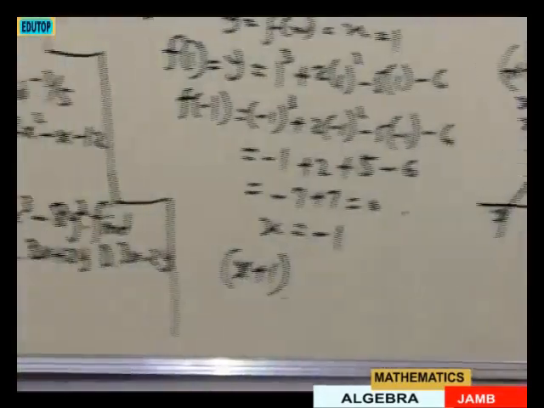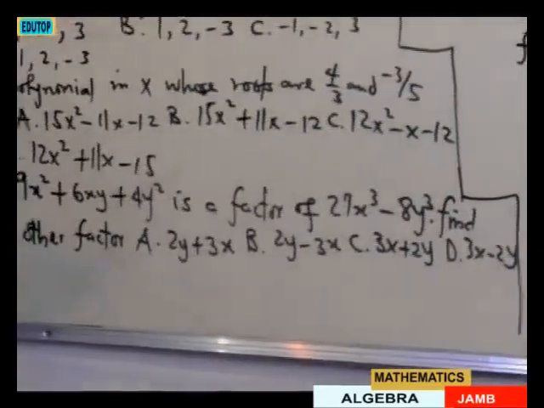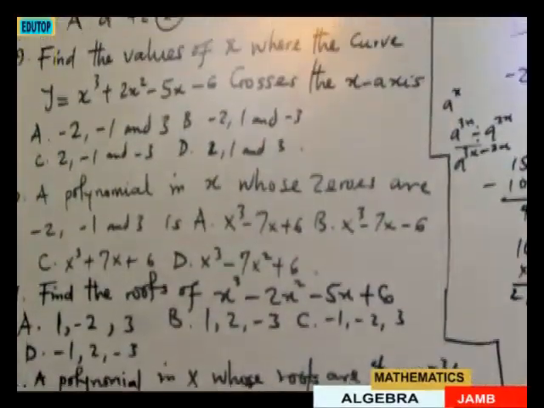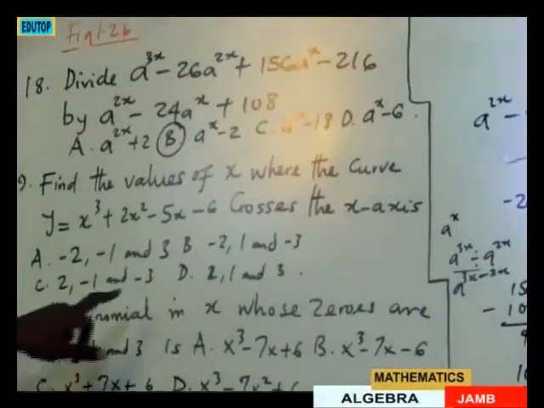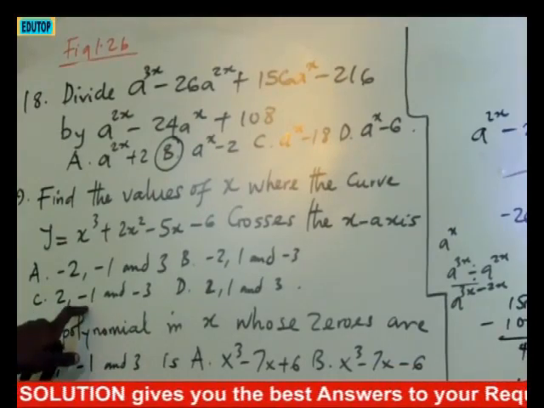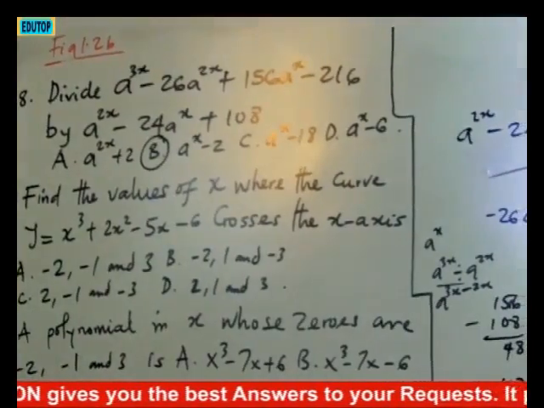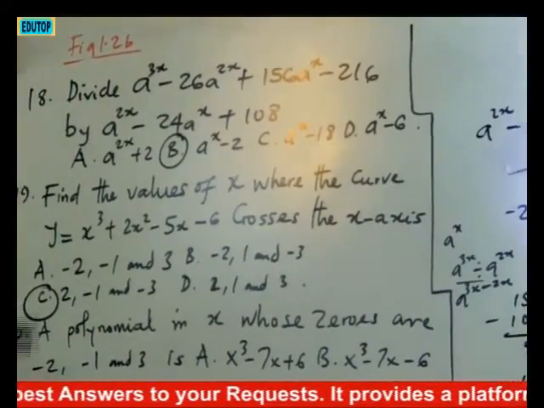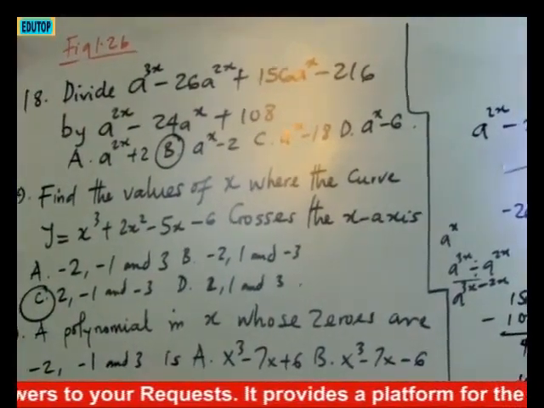So in our option, the one that will be x equals to -3, x equals to -1, and x equals to 2. So option C will be the solution to this question number 19.